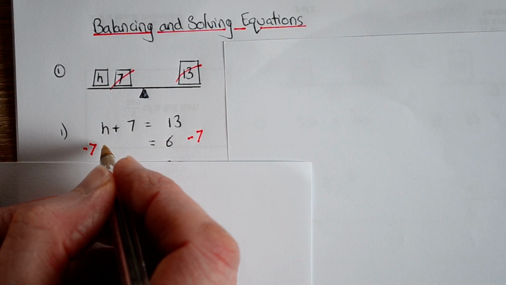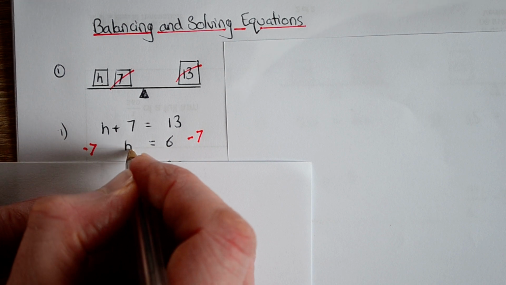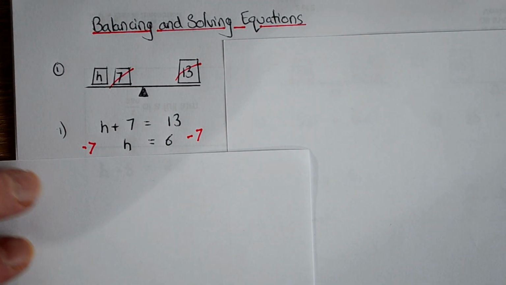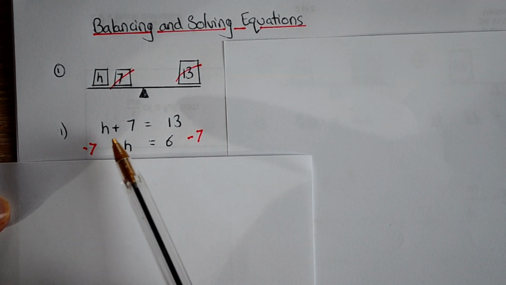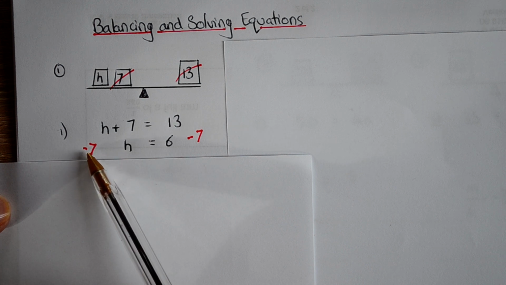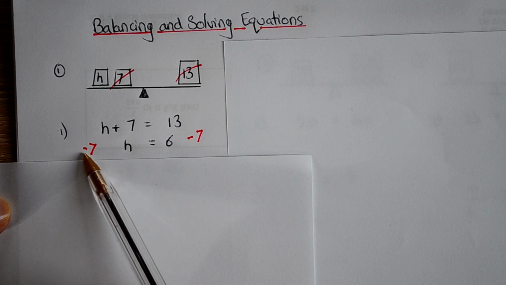If we have h add on 7 and take it off again, we're just left with h. And so our mass h equals 6. Now notice that what we've done here is we've had 7 added on, and so to cancel that out we've done the opposite operation. Same number, but opposite operation.